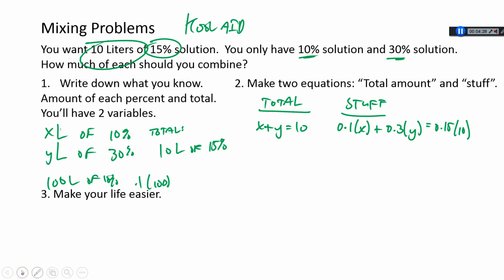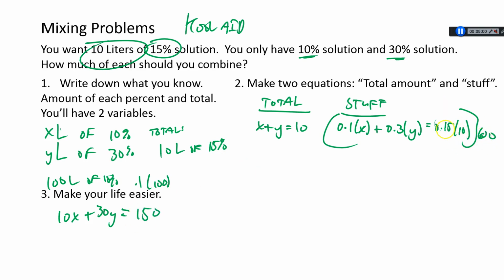All right, now you're going to make your life easier. That stuff equation, I don't like those 0.1s and 0.3s. I'm going to multiply both sides by 100 to get rid of all those decimals. When you do that, you don't have to distribute to the 0.1 and the x. You can just choose which order you multiply them. So 100 times 0.1x is 10x plus 30y is equal to, and it looks like 15 times 10, that's 150.